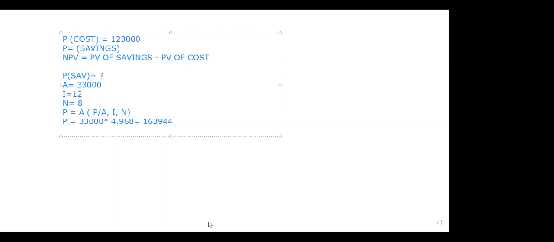So coming here now, where do you see P over A? P over A, it is here. If you read it up, it will tell you that this is the present worth factor. We want to find P given A. And we've been given A, which is 33,000. And we're looking for the P of that A. So you read down, come to 12, come to 8. It's not highlighting, sorry. So 8 under this, 4.968. So that's how I got 4.968.